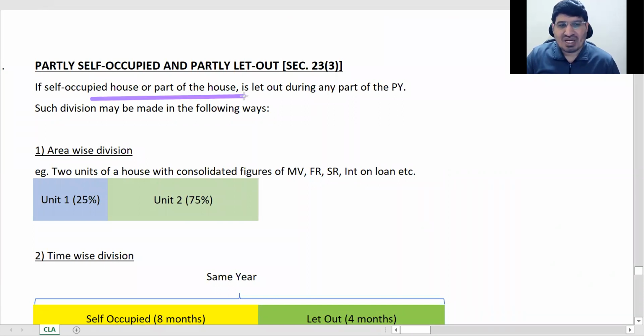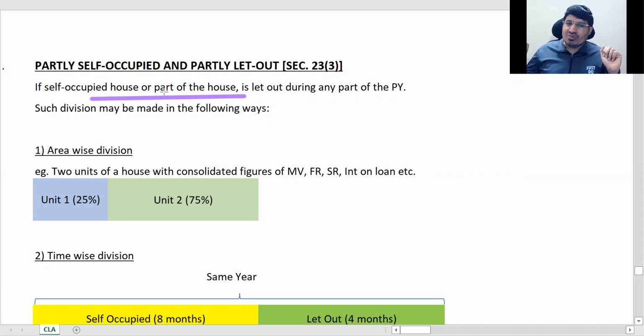Whenever we are talking about house, we're also talking of a part of house which is being independently occupied. For example, one house can have 2-3 units, right? 2-3 brothers stay there, and it is taken as 2-3 units.